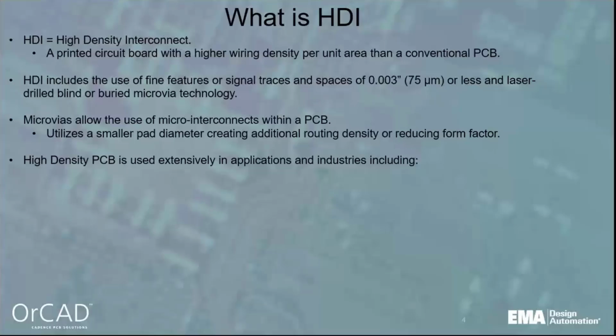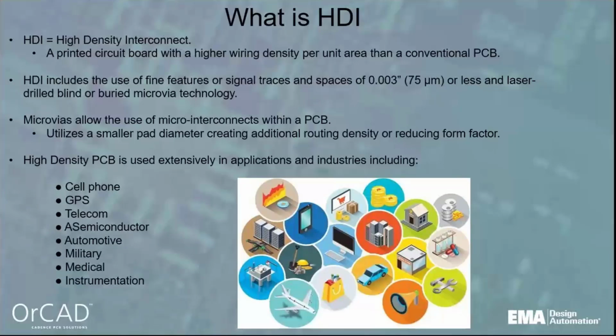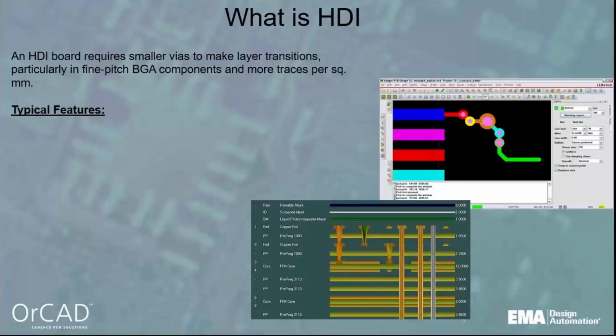So there's a lot of products that are going to be out there, things like cell phones, GPS, telecom, automotive, and military and medical companies are starting to get more boards that are much denser and require high density definition when we're designing those circuits.